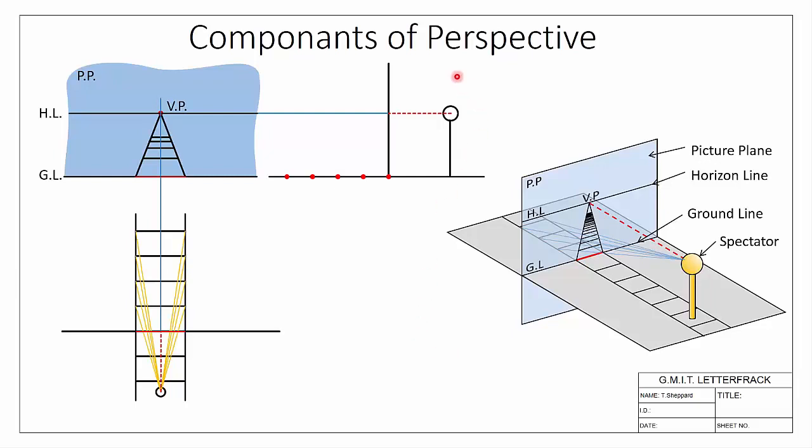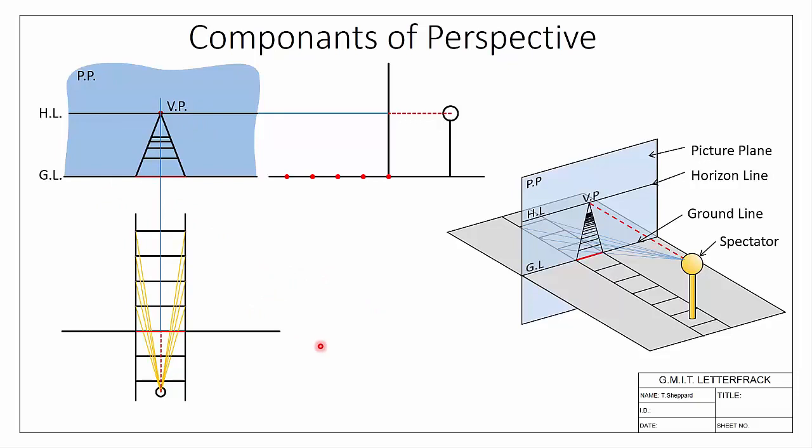Now it must be said that we don't actually need the end view. That's only drawn in this particular example just by way of explanation. All we need is the front elevation and the plan view to actually construct our perspective image. But that's all the key components put into place here.